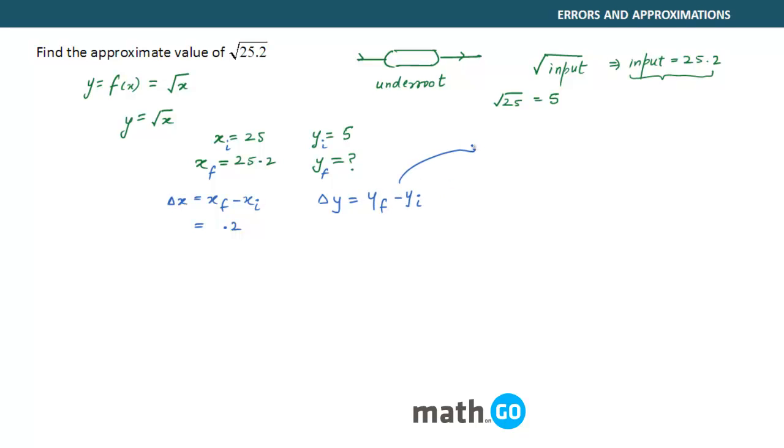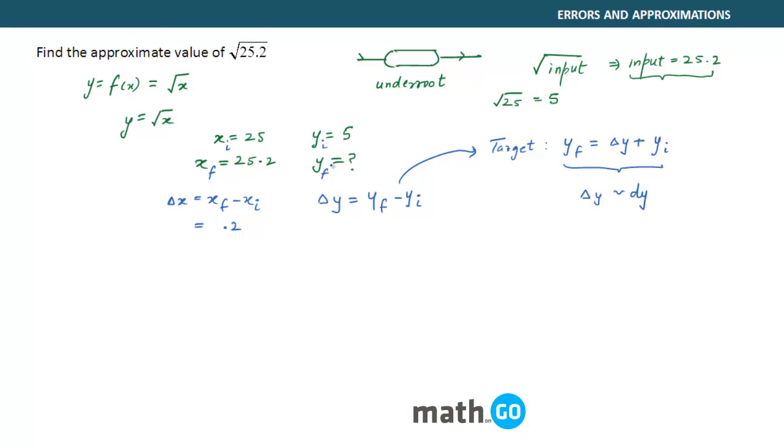My target is always to find y final. So y final will be equal to delta y plus y initial. So this is what you need to find. Why am I writing it like this? Because I know how to solve in terms of delta y, because I know that delta y is approximately equal to dy. That is why I am writing it like this.